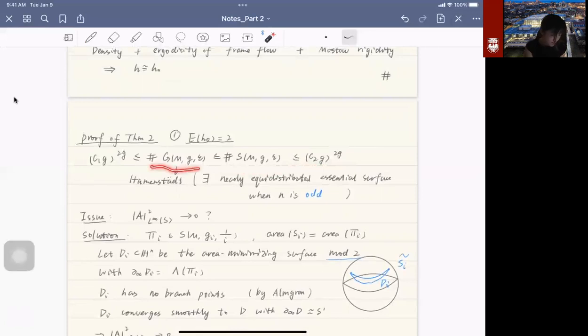there's also a subset capital G, which is bounded from below by C1 G to the power 2G. Here, the construction of capital G is due to Hamenstädt. In her paper, she constructed an essential surface that is well distributed. And she also proved that by attaching pairs of planes. But the result is only true when N is odd. That's why we put this in our assumption.